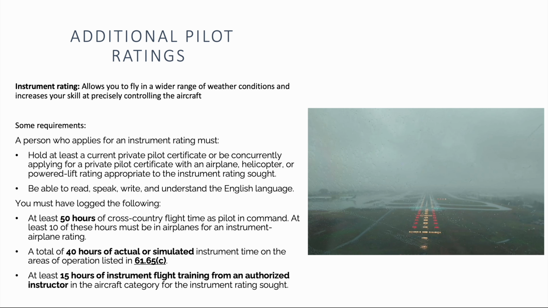So, additional ratings. We already talked about the instrument rating. This is just FYI, you don't need to memorize the requirements for the instrument rating. It doesn't apply to you at this point in training. This is just in case you were curious. In order to get your instrument rating after your private pilot, you need 50 hours of cross-country time as PIC, a total of 40 hours of actual or simulated instrument, and 15 hours of instrument flight training from an instructor. I'd say the hardest part is building 50 hours of cross-country time as PIC.